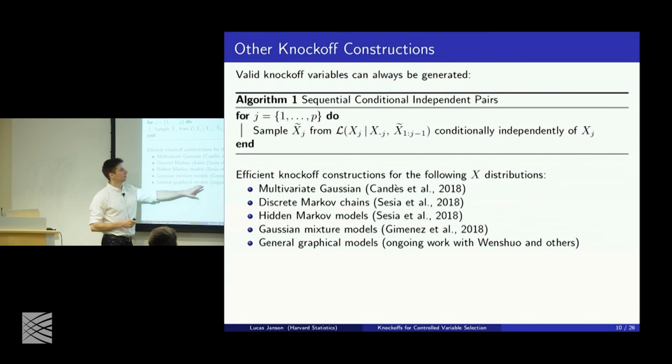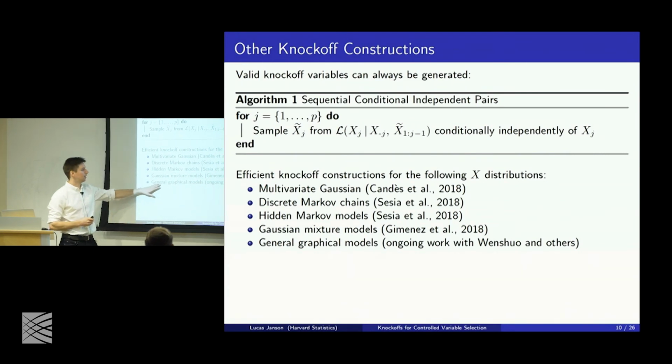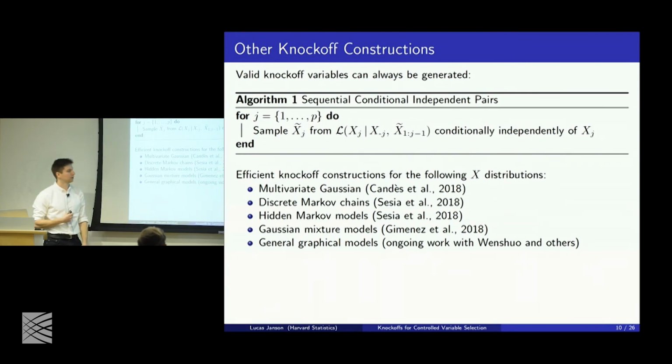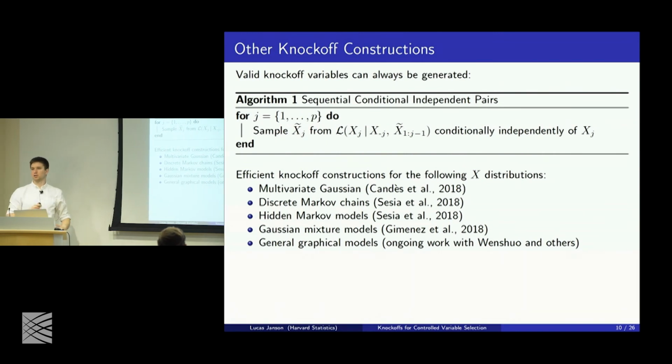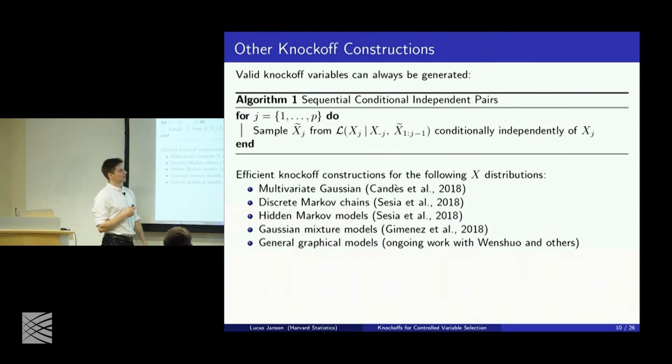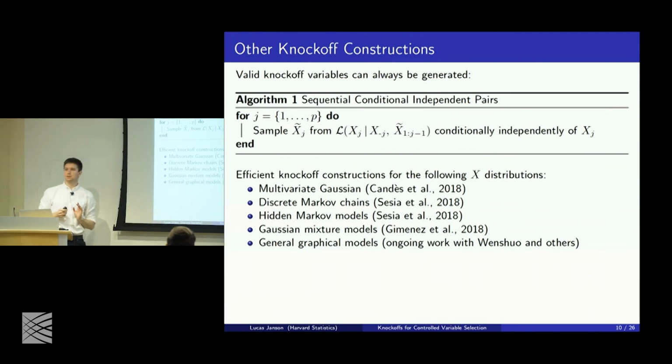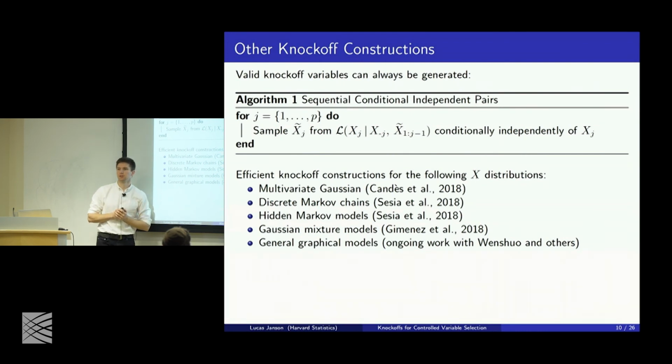Gaussian mixture models have been done very recently. And then a much more general class of algorithms is what me and Wenshuo are actually working on right now. This paper should be coming out pretty soon. And basically, this should allow us, as long as there's some graphical model structure in the x's, so there's some conditional independence between x's and other x's, we have an algorithm that basically for any density gives us a pretty efficient way of generating knockoffs.